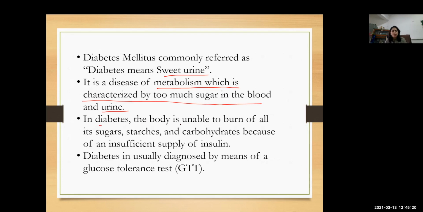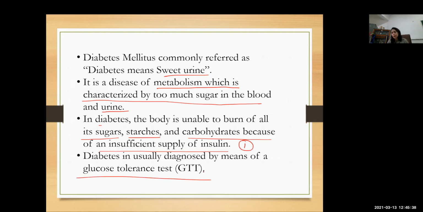Now, in diabetes, the body is unable to burn off all its sugars, starches, and carbohydrates because of an insufficient supply of insulin. This is one reason for having diabetes. It is usually diagnosed by means of the glucose tolerance test.